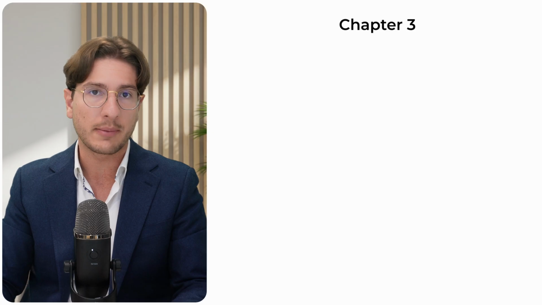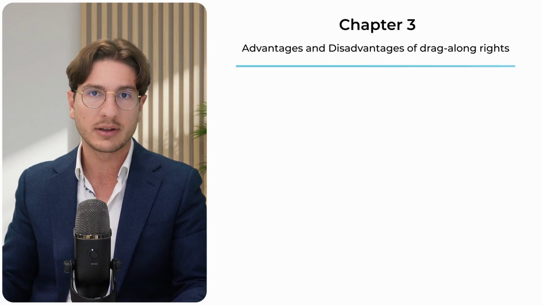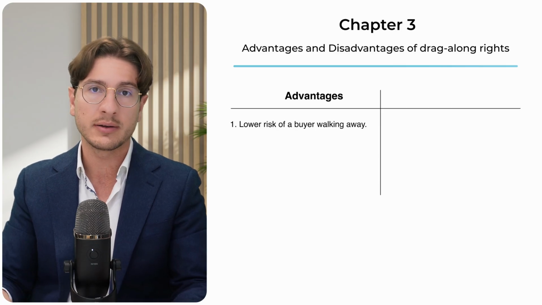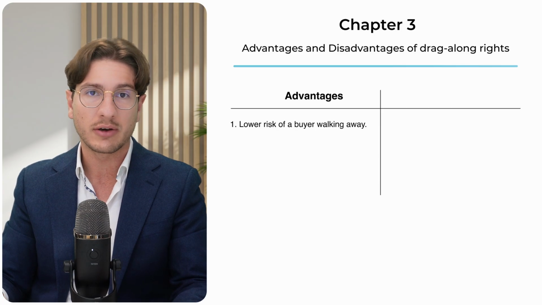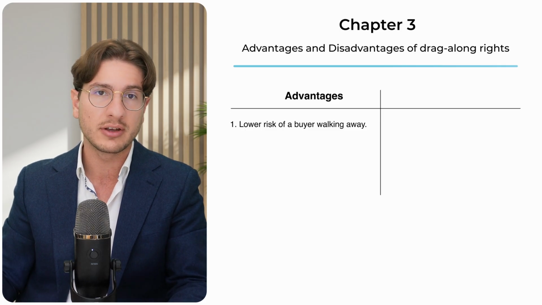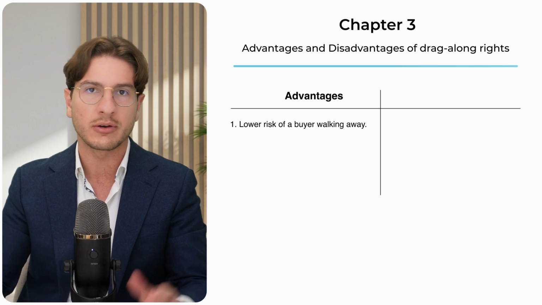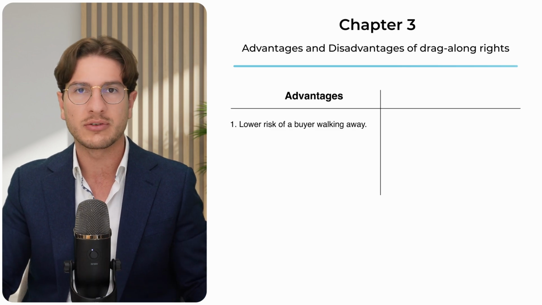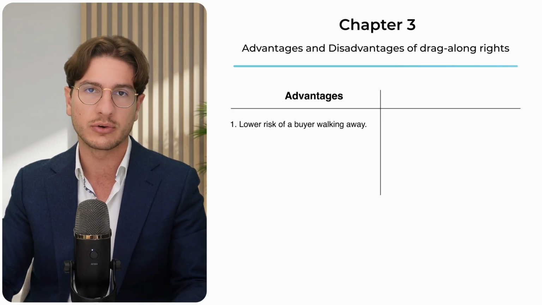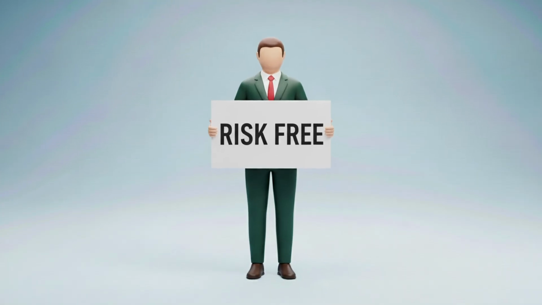Fantastic. Let's move on to chapter 3, which is the advantages and disadvantages of drag-along rights. Starting with the advantages. There are 3 main ones that I can think of. Number 1, typically there's a lower risk of a business buyer walking away from a potential purchase of a business due to a minority shareholder not wanting to sell their shares. That's because, as we mentioned, with drag-along rights, you can drag along a shareholder whether they want to sell their shares or not, and therefore, the risk for the buyer of not being able to buy the entire company is virtually eliminated.